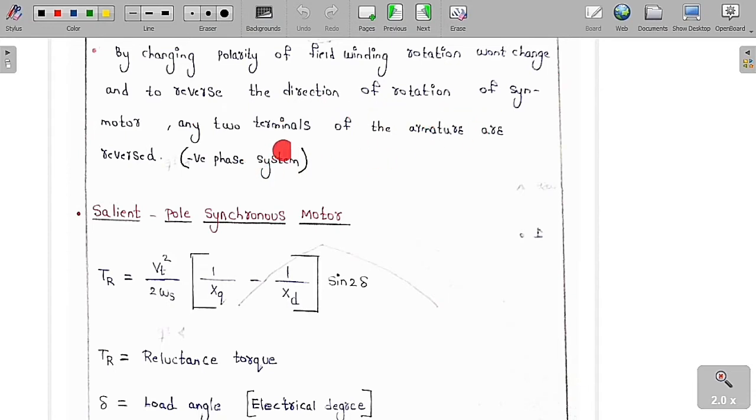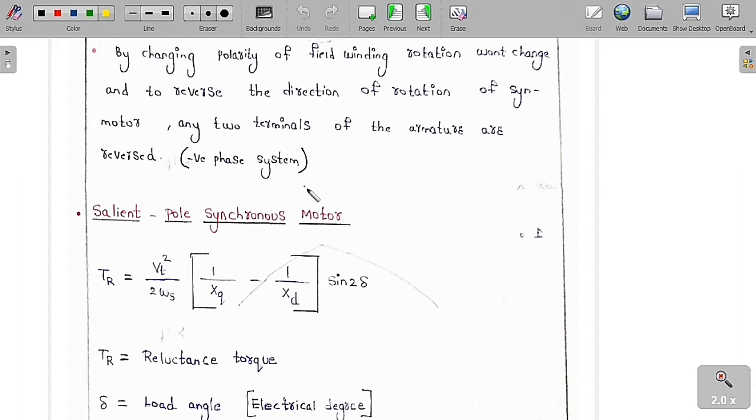By changing polarity of field winding, rotation won't change, and to reverse the direction of rotation of a synchronous motor, any two terminals of the armature are reversed, which is called a negative phase sequence. See, I have already told you, by changing the polarity of field winding, rotation won't change. Same concept I have already told you.